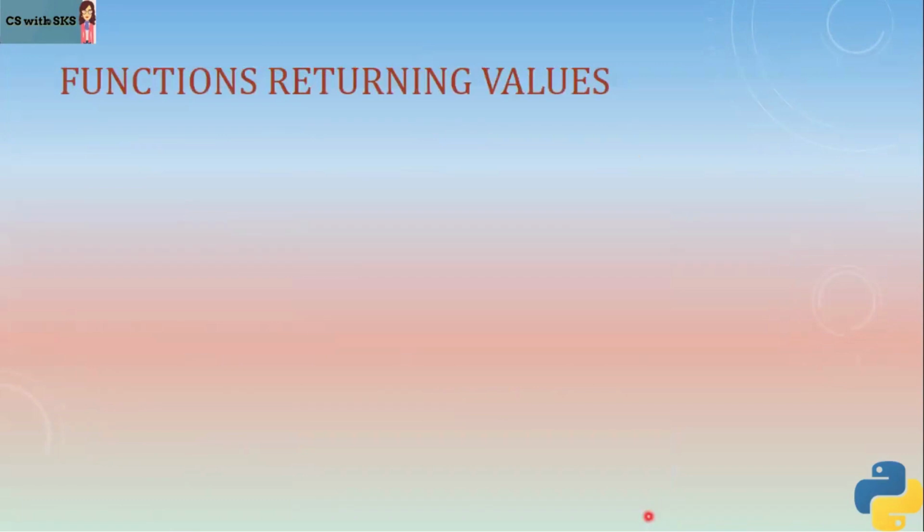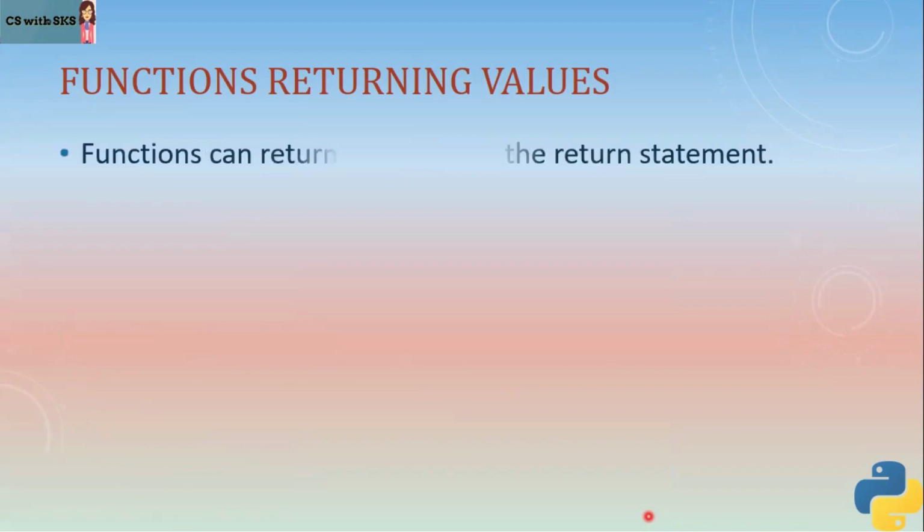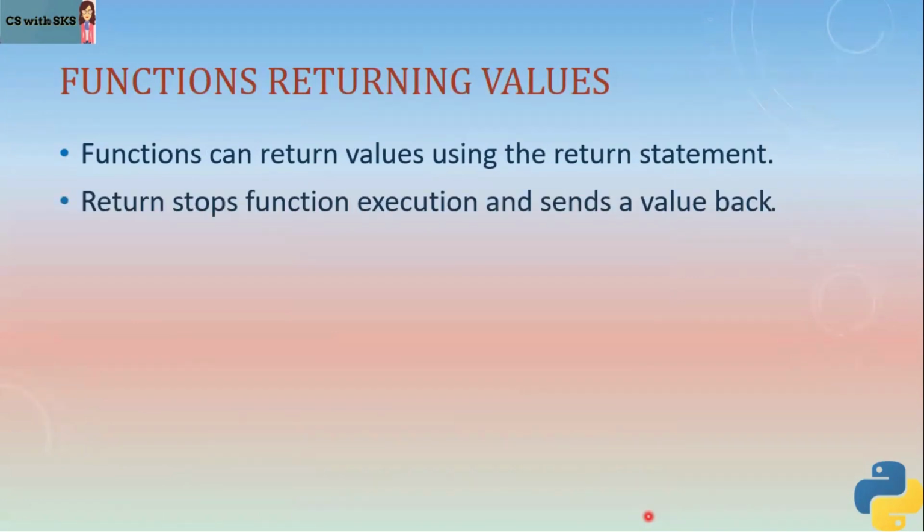Next is functions returning values. We have just seen a few examples with the return keyword. Now let's understand what that is. Functions can return values using the return statement. How? Return stops function execution and sends a value back. So you can assign that value to a variable. You can also simply print it using the print statement.